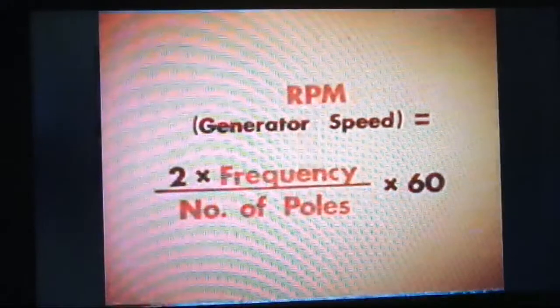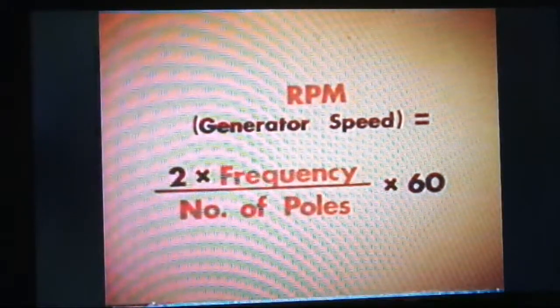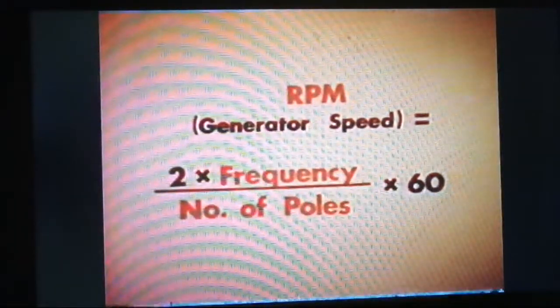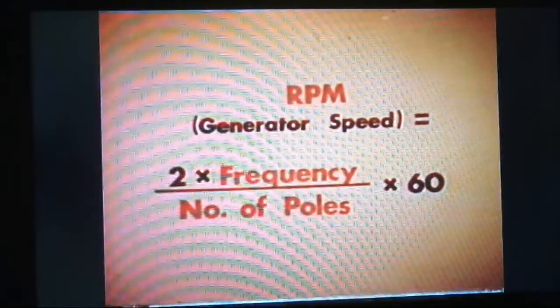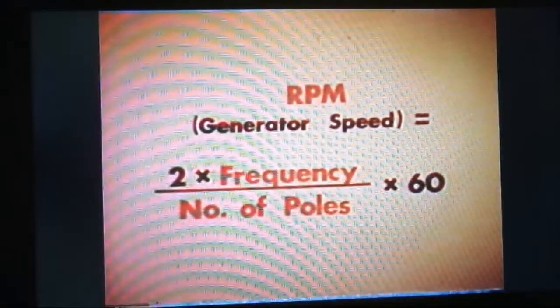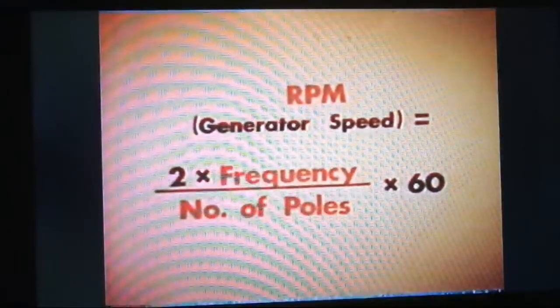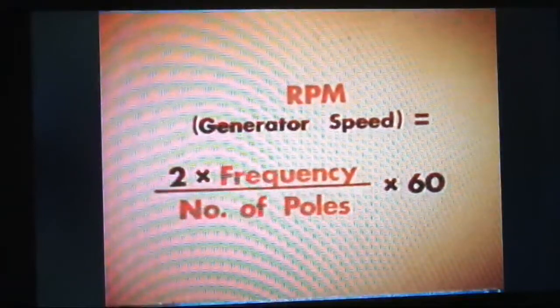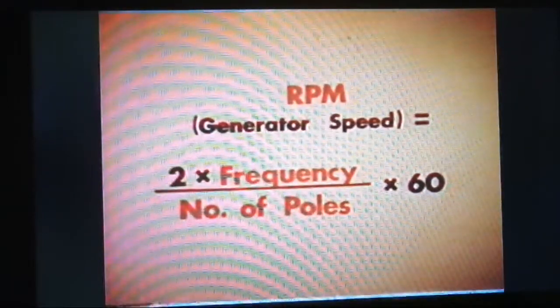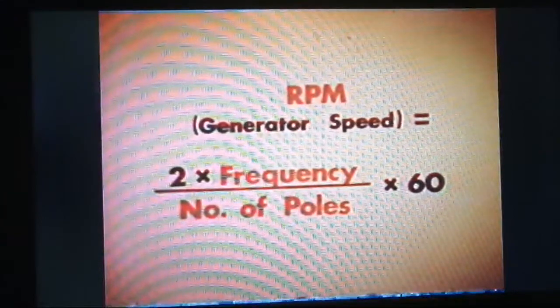More pairs of poles could be added to further decrease the rotor revolution rate, and this rate would always be equal to twice the frequency in cycles per second divided by the number of poles, all multiplied by the number of seconds in a minute, or 60.